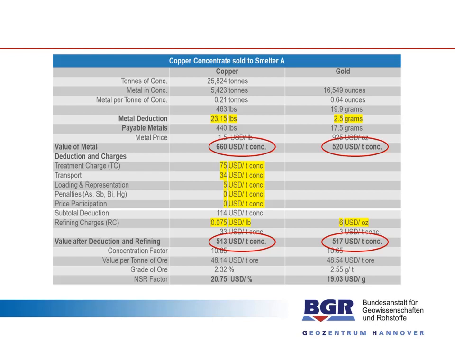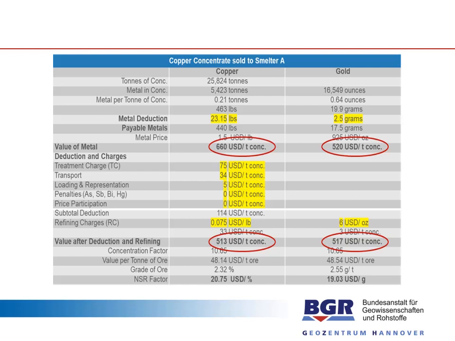Additionally, there are refining charges. These are 0.075, so 7.5 cents per pound of copper, additional $33 per ton of concentrate. So the value of copper after deduction and refining is $513 per ton of concentrate.